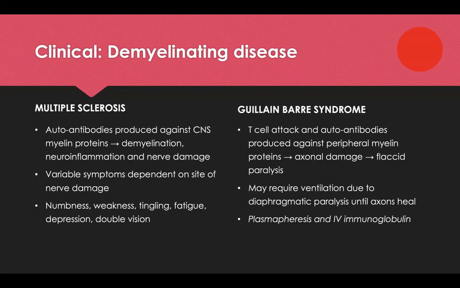Guillain-Barré syndrome is where T cells and autoantibodies produced against peripheral proteins cause axonal damage. So you end up with a flaccid paralysis. This can be very serious and require ITU intervention for ventilation if you get paralysis of the diaphragm. And a little bit there about how it might be treated.